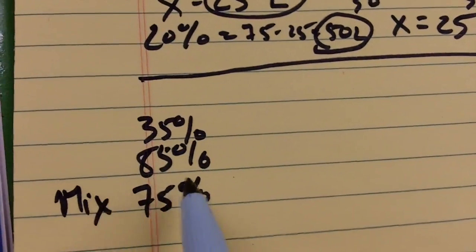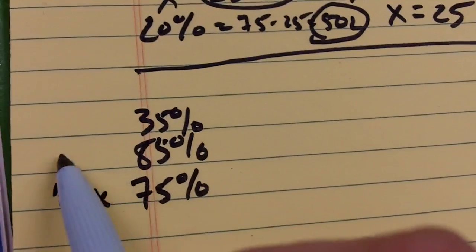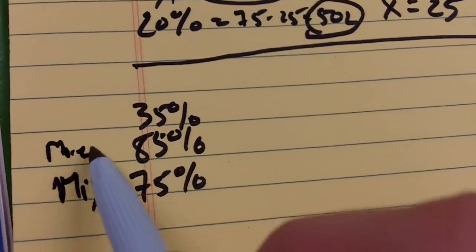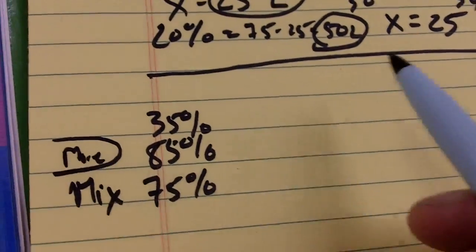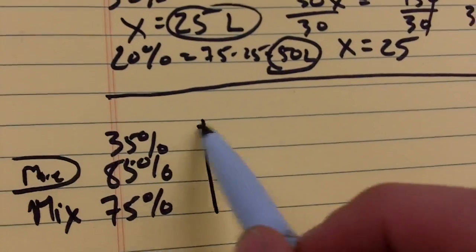Hopefully that's an easy question. Which one do I have more of? 85%. I should have more of this. But that's just an aside, and we're not too worried about that right now. Okay, make a table.